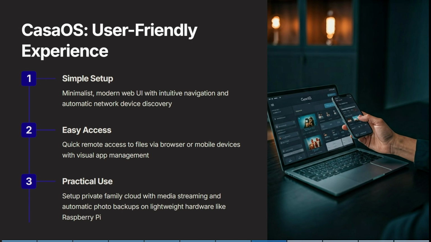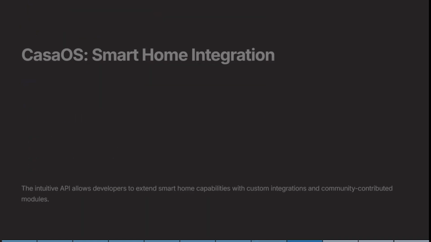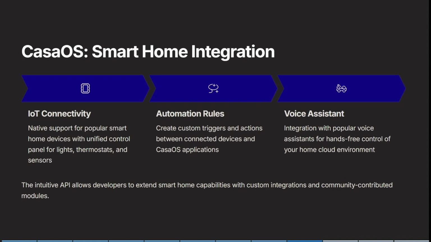You can also see over here that it has a minimalist, modern web UI with an intuitive navigation system and automatic network device discovery. You also get quick remote access to files via browser or even your mobile device with visual app management. You can set up private family clouds with media streaming and automatic photo backup on lightweight hardware like Raspberry Pi. It also has native support for popular smart home devices with unified control panels for lights, thermostats, and even sensors.